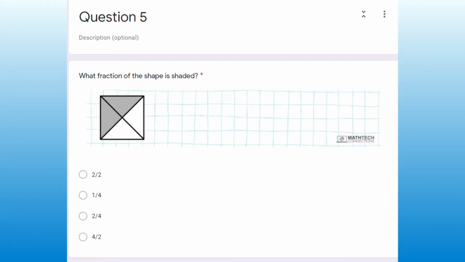For question number 5, it says what fraction of the shape is shaded? So look at the shape. All week long we're going to have a shape. Part of it's shaded, part of it isn't. We're looking at the gray shaded part to tell what fraction is shaded. Now remember, your denominator is going to be the number of pieces. The shaded parts are going to be your numerator, and you may need to reduce the fraction down. So keep that in mind too on some of these.